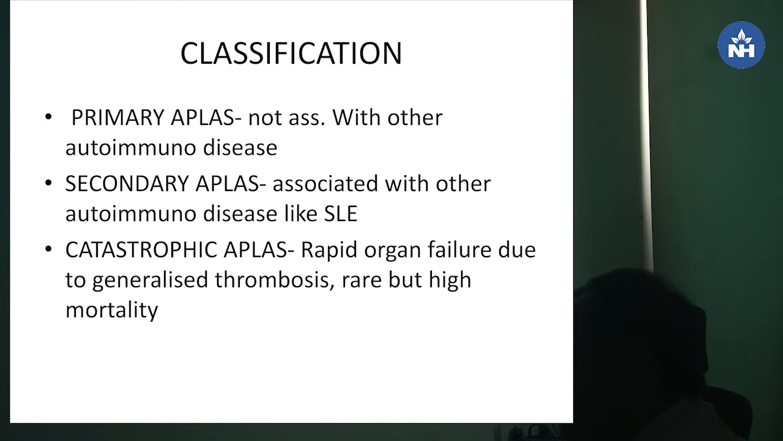Classification: it is mainly classified into 3 types: primary APLA, not associated with other autoimmune disease, and secondary APLA, associated with other autoimmune disease like SLE. Catastrophic APLA, that is much more severe and that is from the critical care and emergency point of view, that is rapid organ failure due to generalized thrombosis, rare but high risk of mortality.